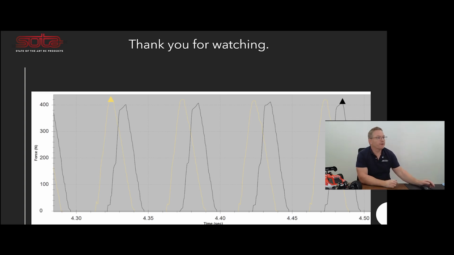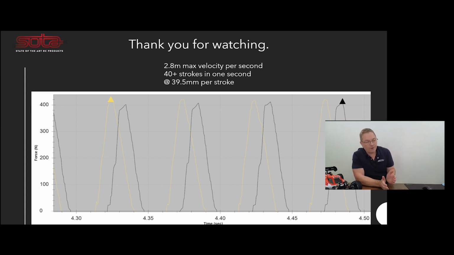Okay, and we're going to finish on this slide here, which is the two test results I did with a couple of the pistons we've been talking about. 2.8 meters per second, maximum velocity, absolutely flying. A lot of shock dynos out there won't. The one, say, under a 50k would probably be up to a meter per second. Up to 3 meters per second, you're looking at some pretty expensive kit.